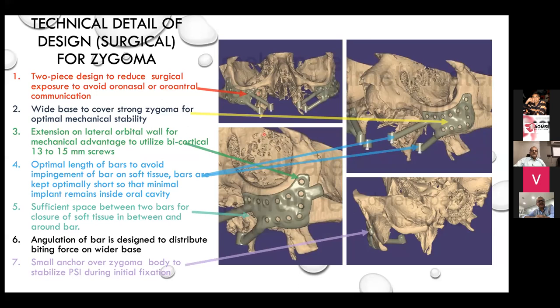The angulation of the bar is designed in such a way that when the patient chews, it distributes the biting force over a wider area of the implant. And there is a small anchor point given at the zygoma, which helps in the initial stability. Now, the primary concern in all PSI is the adaptation of the implant to the bone. If your implant is not adapted snugly to the bone, and if you keep a void between the bone and the implant, there are high chances that over a period of time under the biting force, your implant may start loosening up or may cause a stress fracture. So to achieve that primary stability or adaptation, the small anchor point was given. During the initial fixation, it guides the fixation of the implant. So this is the basic design.